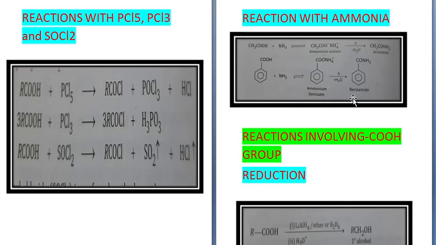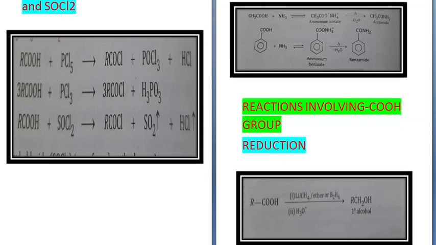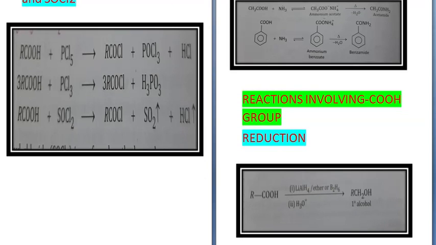Now next is reactions involving COOH groups. In this, the first reaction that we will study is reduction. So RCOOH in presence of lithium aluminium hydride or diborane B2H6 and H3O plus gives you primary alcohol, RCH2OH. This is reduction. You get primary alcohol from carboxylic acid.